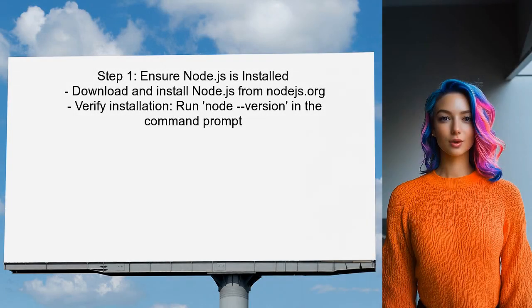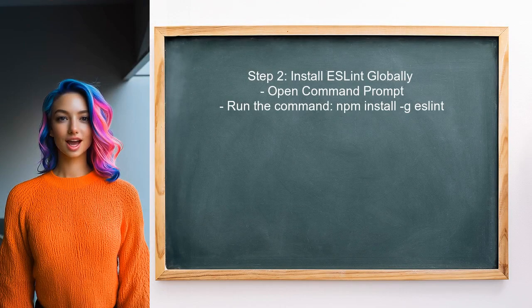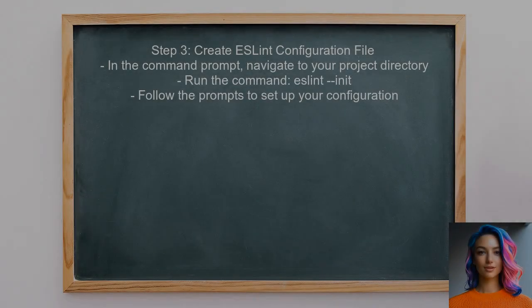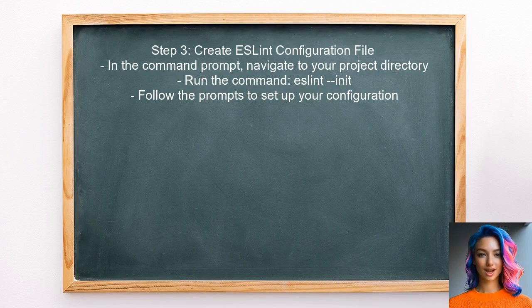To enable ESLint support in Visual Studio 2017, the user should first ensure that Node.js is installed on their system. This is essential for running ESLint. Next, the user needs to install ESLint globally. This can be done by opening the command prompt and running a simple command. After installing ESLint, the user should create a configuration file. This file will define the linting rules for their JavaScript files.